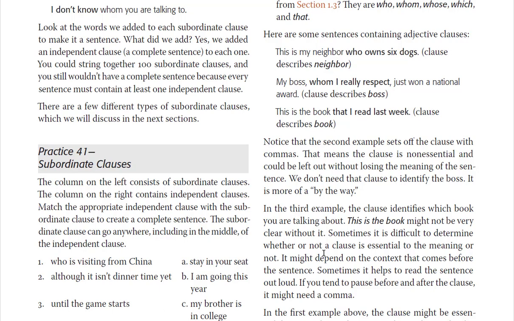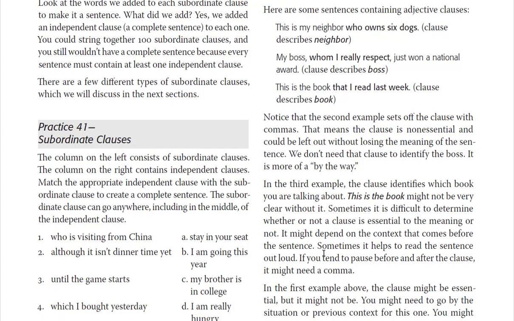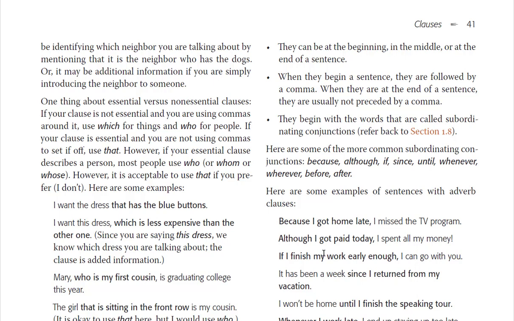Sometimes it is difficult to determine whether or not a clause is essential to the meaning of the sentence. It might depend on the context. Sometimes it helps to read the sentence out loud. If you tend to pause before and after the clause, it might need a comma. So in the first example above, the clause might be essential. It might not be. You might need to go by the context for this one. So it's all up to you.